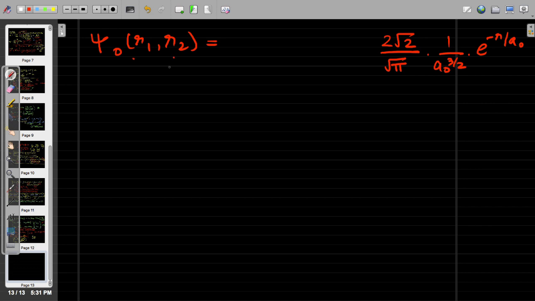So now we have two such, so we can take a product. So you're going to get 2 root 2 square, so that's going to be 8 divided by pi times a naught power 3, and you're going to have a function e power minus r1 plus r2 by a naught. Let's say this is the trial function that we end up taking. This is a psi 0 that you end up taking.